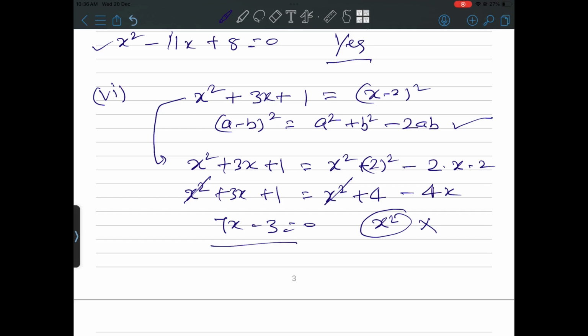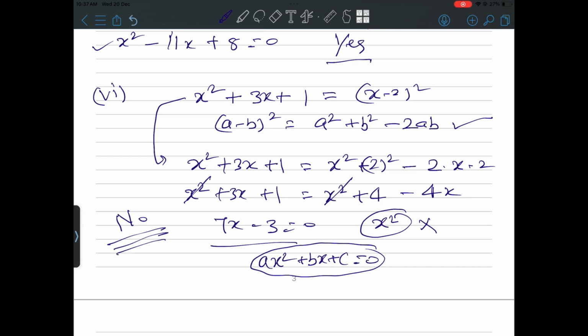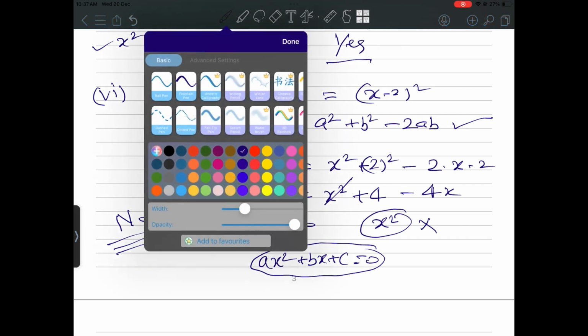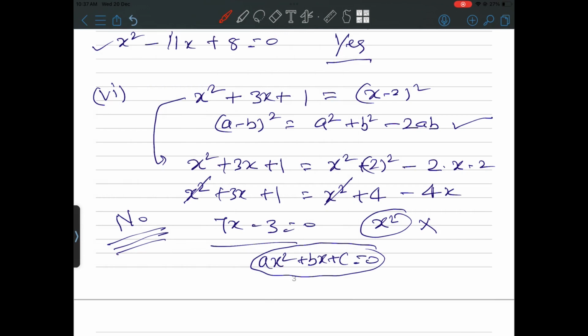So we can say that this equation is not in the form of ax square plus bx plus c equal to 0. So that's why it is not a quadratic equation. That is the answer for this part of the question. I hope it is clear because all questions are almost similar type, but I'm solving so that if anything else comes, we understand.